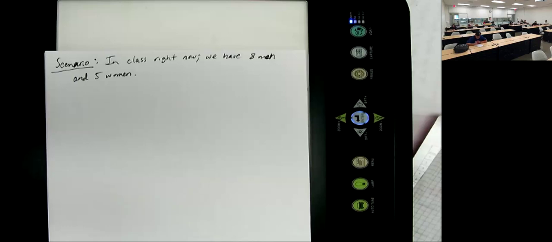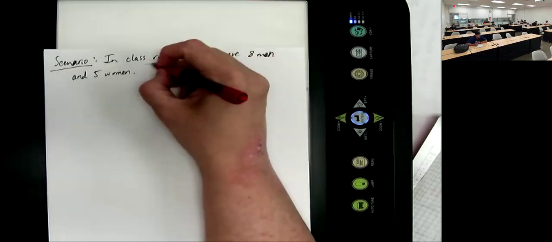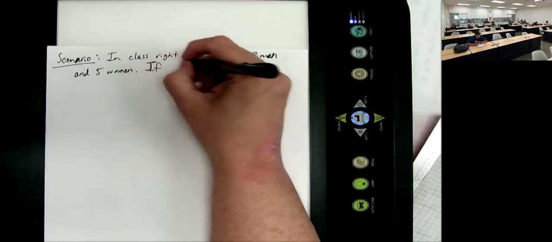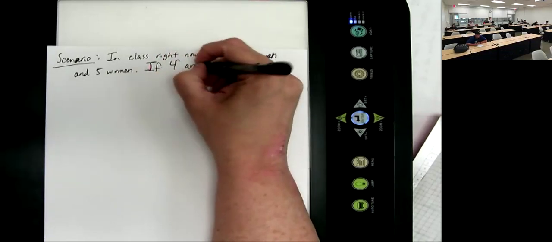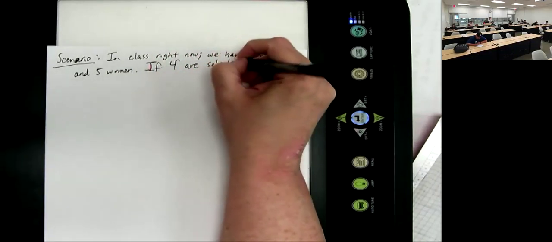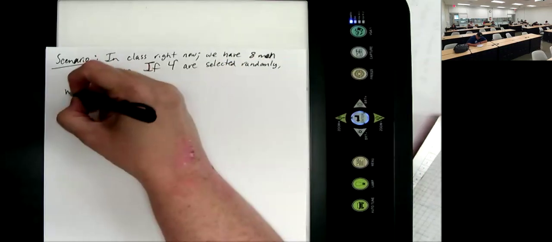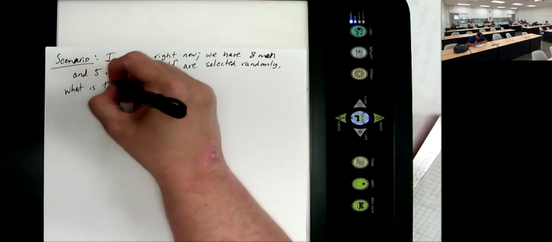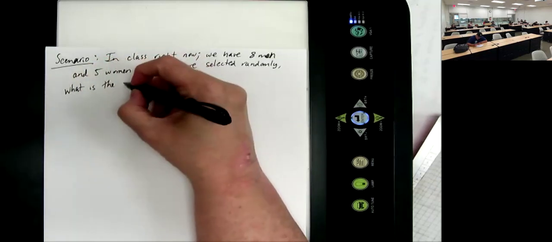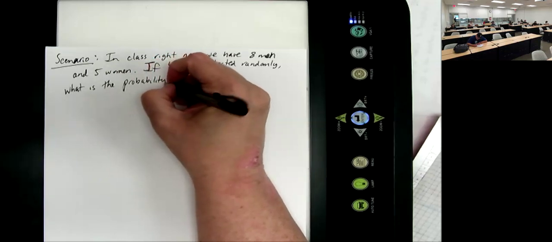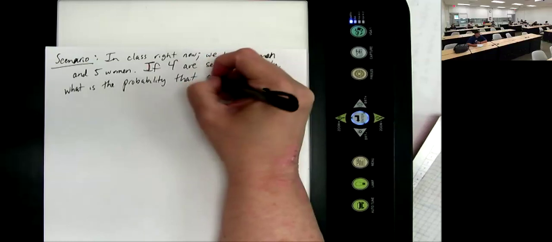If we pick 4 at random, if 4 are selected randomly, what is the probability that at least one is a woman?